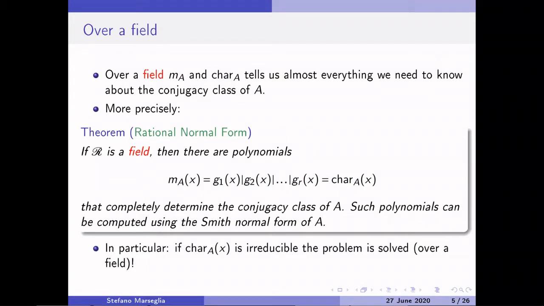All right, and in particular, if the characteristic polynomial is irreducible, so if we add this additional hypothesis, the problem is completely solved. So we know everything about the conjugacy class of the matrix. There is nothing else, and no other determinants are required, and the characteristic polynomial is going to be a complete invariant of the conjugacy class. Great.